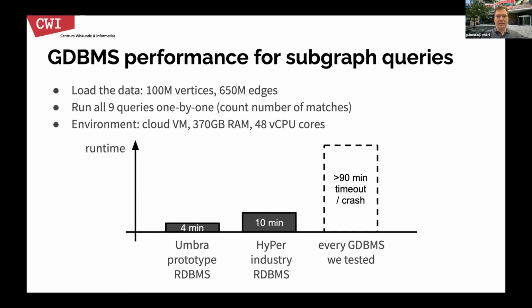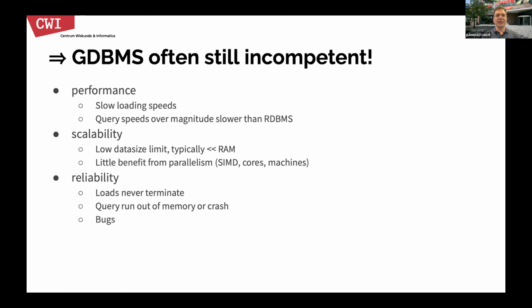So what can we say about a result like that? I say that this points to my thesis that graph database management systems often are still not competent. And competent, I define as 3 main dimensions: providing performance, providing scalability, and providing reliability.